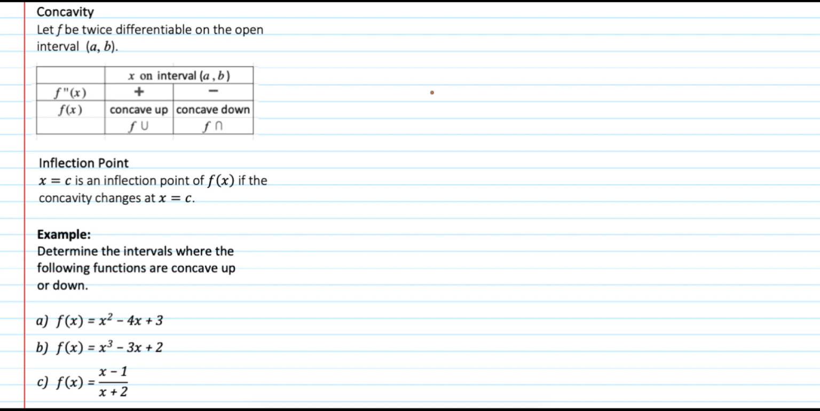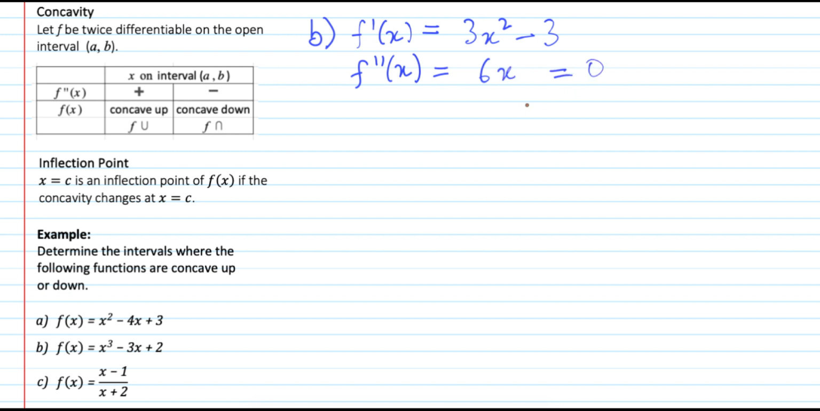Example B. f(x) is equal to x cubed minus 3x plus 2. First, we need to find the first derivative. f prime of x is equal to 3x squared minus 3. Next, we find the second derivative. f double prime of x is equal to 6x. 6x is equal to 0, so x is equal to 0.